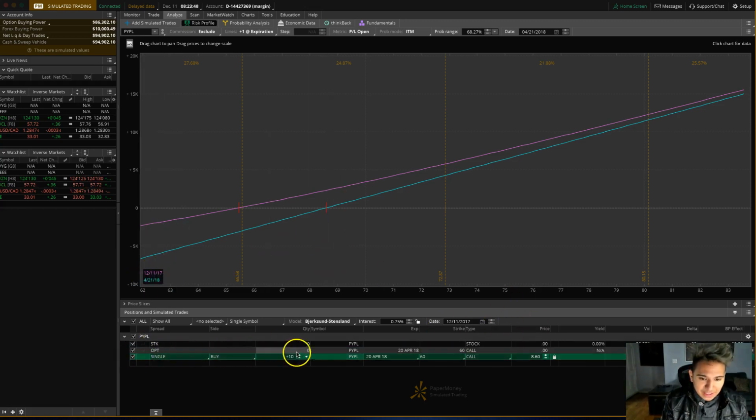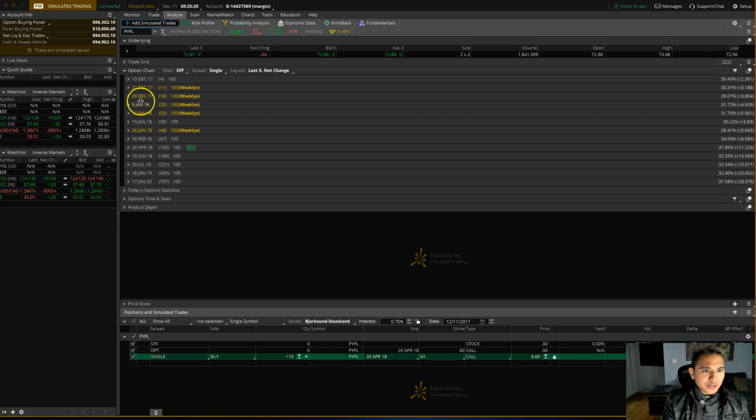So this is where it starts to get cool. Let's say that you want to do something else instead. So you can either add a simulated trade, which would let you add a trade or options under a theoretical scenario, or you can go here and add it. So let's add the simulated trade. So we're in April 20th right now.